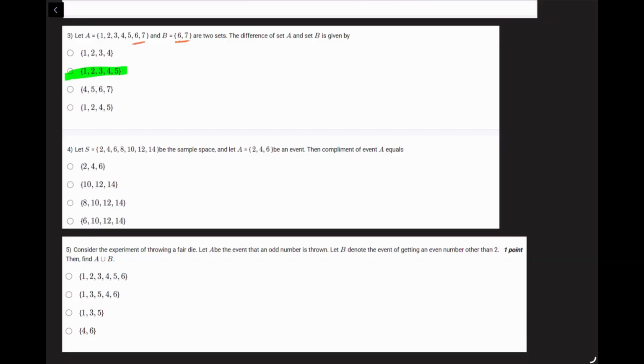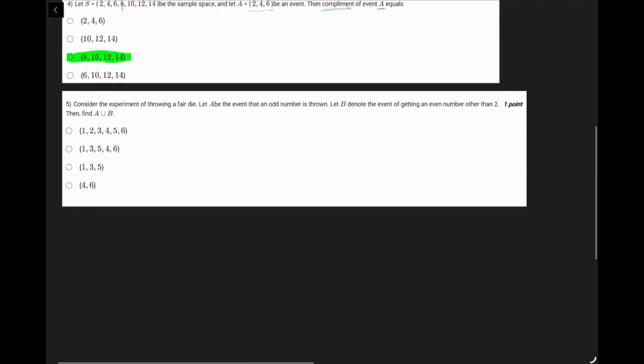Let S be some set, the sample space, and let A be an event. Then the complement of A equals... Complement means event A will not occur. Complement means excluding something. So the sample space will have the complement of A, which will be another set. That simply means in the sample space you are going to remove 2, 4, 6. Your final answer then is going to be everything else: 8, 10, 12, 14.